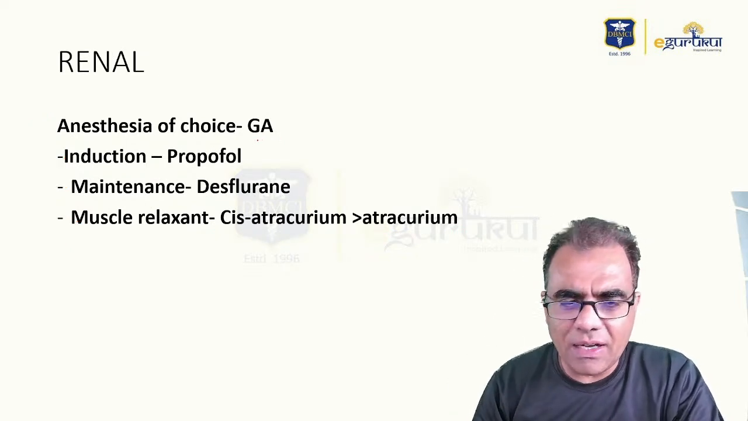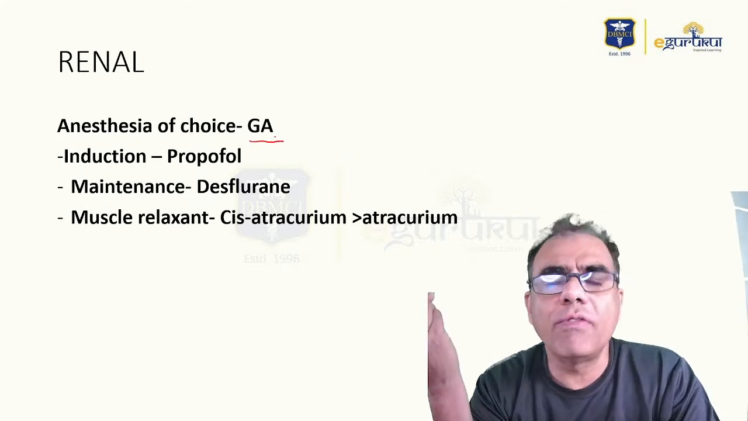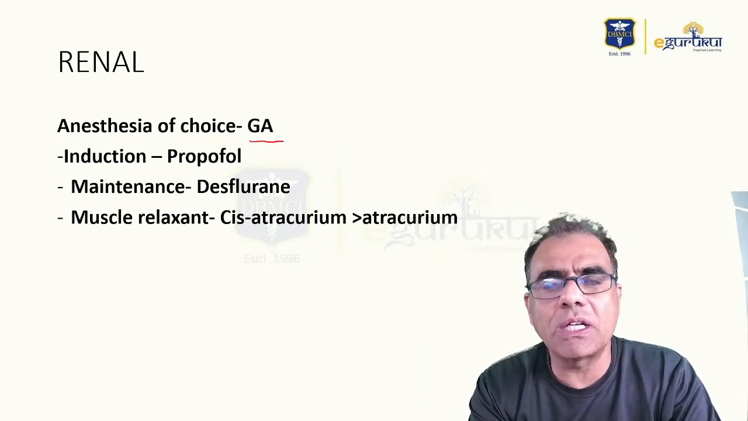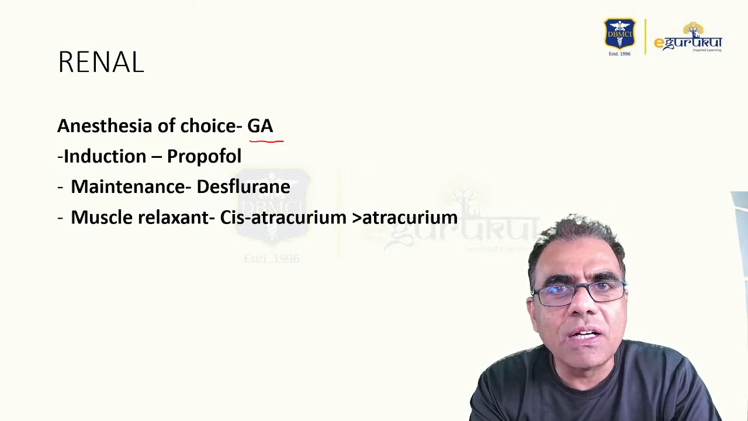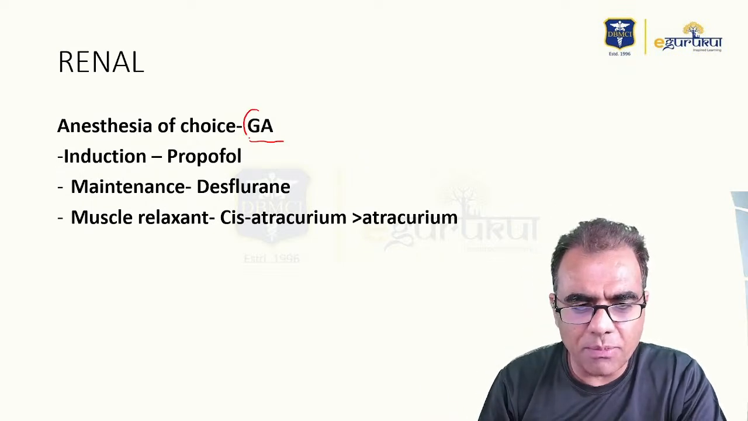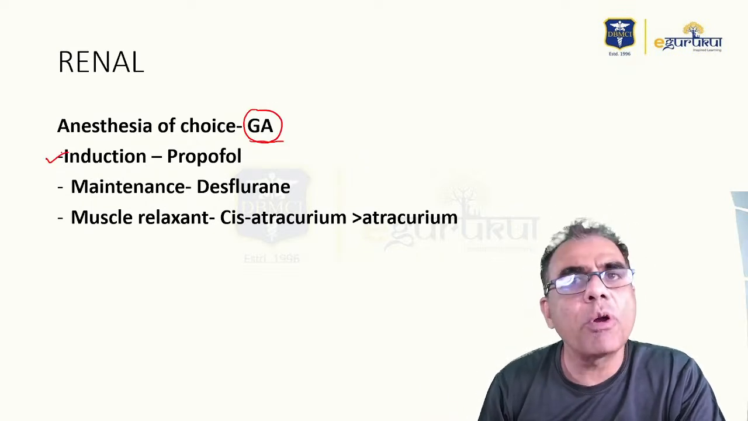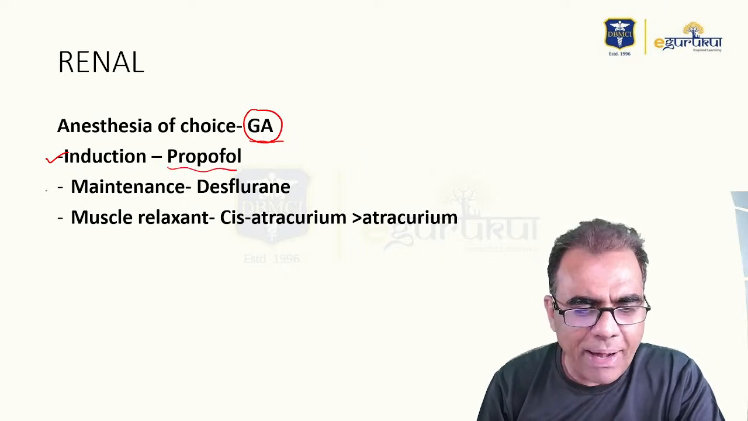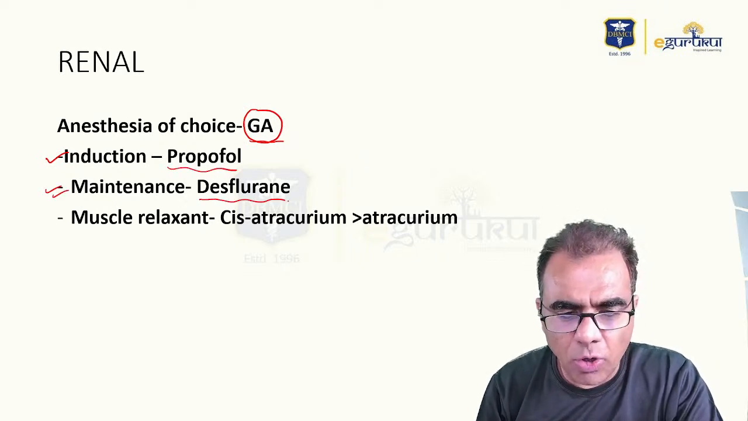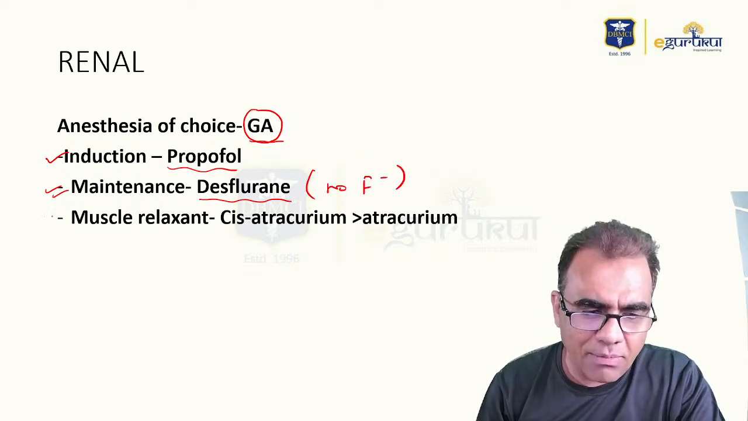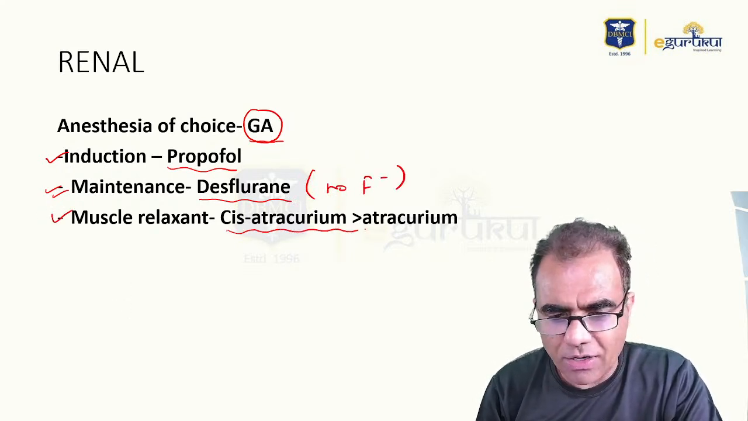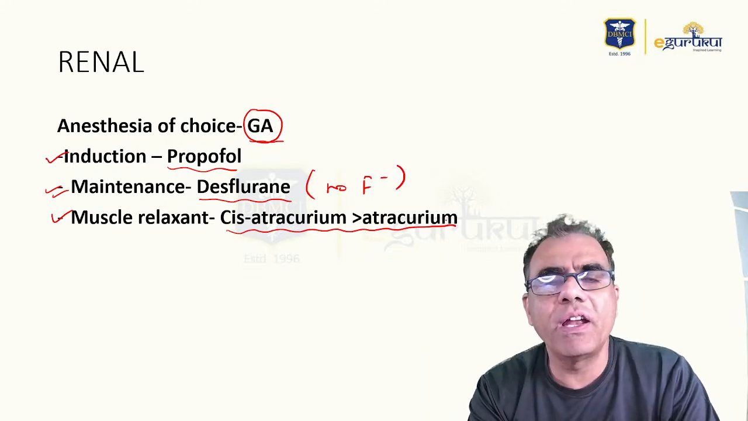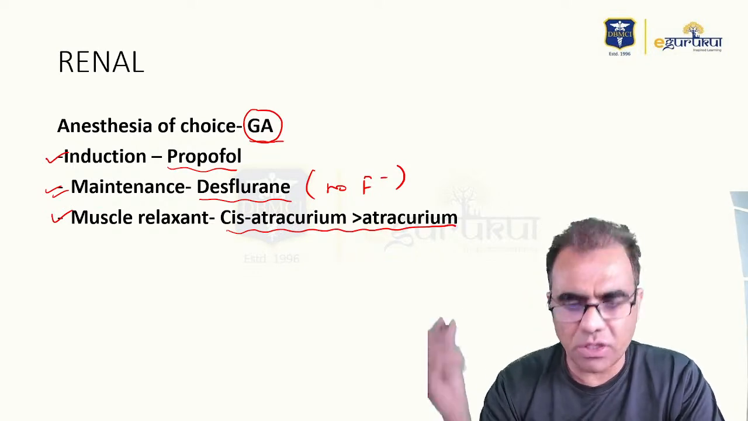Renal patients, again, we cannot give fluid. When you cannot give fluid, you cannot treat hypotension, so you cannot give regional anesthesia. So obviously the anesthesia of choice becomes general anesthesia. Induction, again, propofol, short duration. Maintenance, desflurane, I told you, because it does not produce fluoride. No fluoride. And muscle relaxant, again, cisatracurium or atracurium because of Hofmann degradation. So no risk of accumulation.